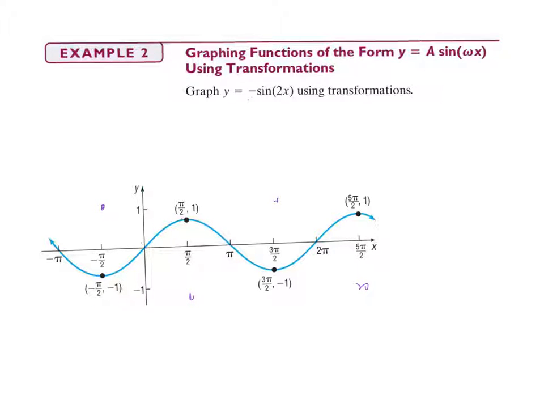We can start by applying that, and then this 2 in front of x. Remember, that affects the period. So remember, the period is 2 pi divided by the number in front, which means the period is now just pi. Which means this point here where it starts over is now located right here.